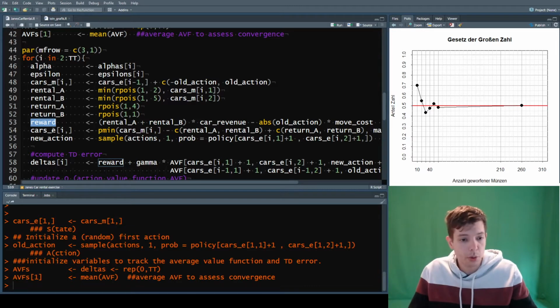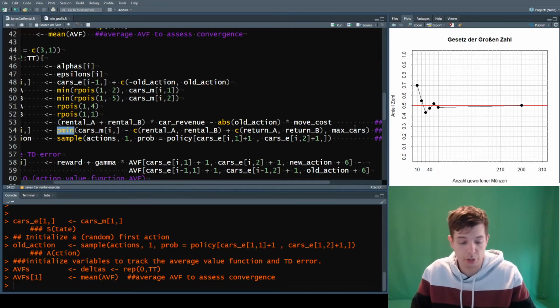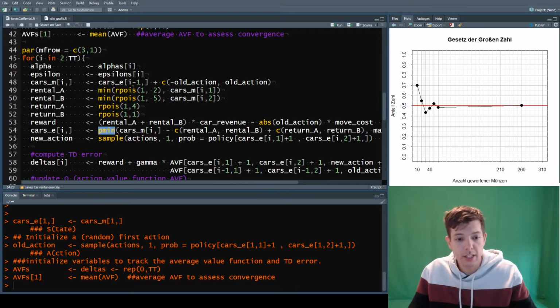Once we've computed the reward, we can also compute the number of cars in the evening at both locations. It's just the number of cars in the morning minus the number of rentals plus the number of returned cars. And we take the piecewise minimum of this term and max cars, which is set to 10 because we're only allowed to have 10 cars at each location. So this is just simulating the rental.